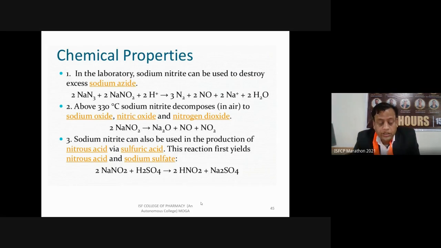So it is used in the production of nitrous acid via sulfuric acid. Sodium nitrite, when it reacts with sulfuric acid, produces nitrous acid, HNO2, and sodium sulfate. So nitrous acid and sodium sulfate can be produced from sodium nitrite. Okay, so chemical properties: we discussed how it reacts with excess of sodium azide and how sodium nitrite decomposes into sodium oxide, nitric oxide, or nitrogen dioxide, and further we also discussed that it is also used in production of nitrous acid and sodium sulfate.